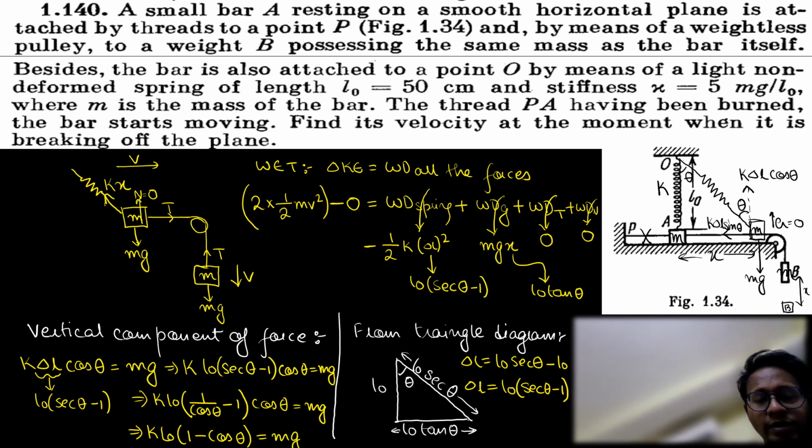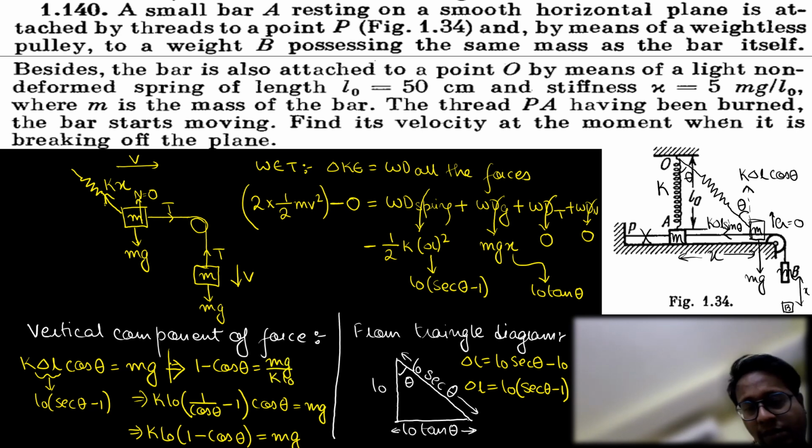Okay, so let me rewrite these parameters out here. If I rewrite this, 1 minus cos theta is equal to mg by K L naught. Okay, and cos theta is equal to 1 minus mg by K L naught.